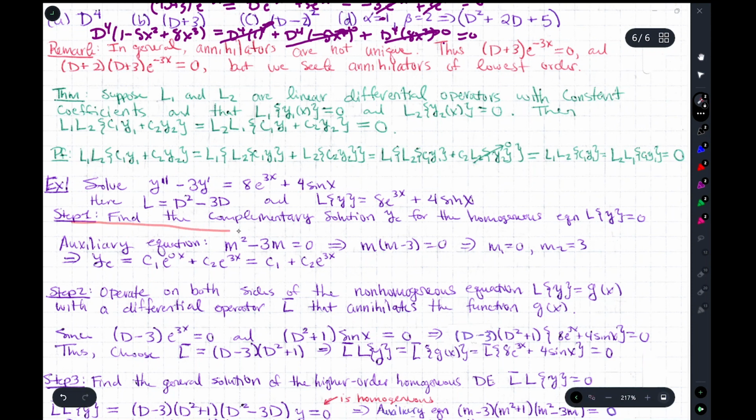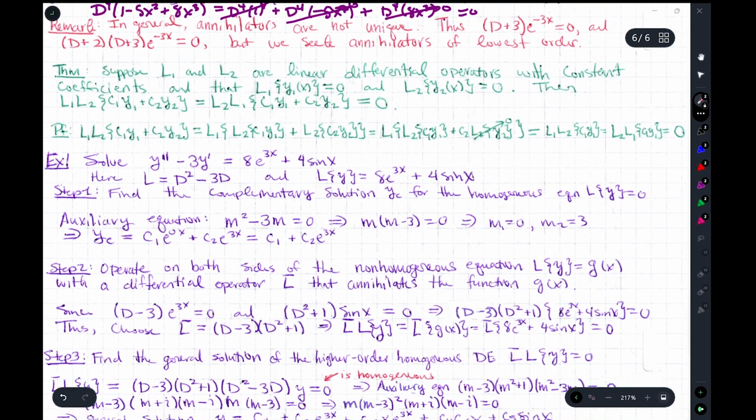So step 1 is to find the complementary solution y_c of the associated homogeneous equation, okay? Well, the auxiliary equation here is going to be m squared minus 3m, okay? So this is just the left-hand side. The associated, don't forget, is you just assume a 0 there. And you get a root of 0 and a root of 3. And so the complementary function is c1 e to the 0x plus c2 e to the 3x, and you get that right there. So that's step 1, straightforward.